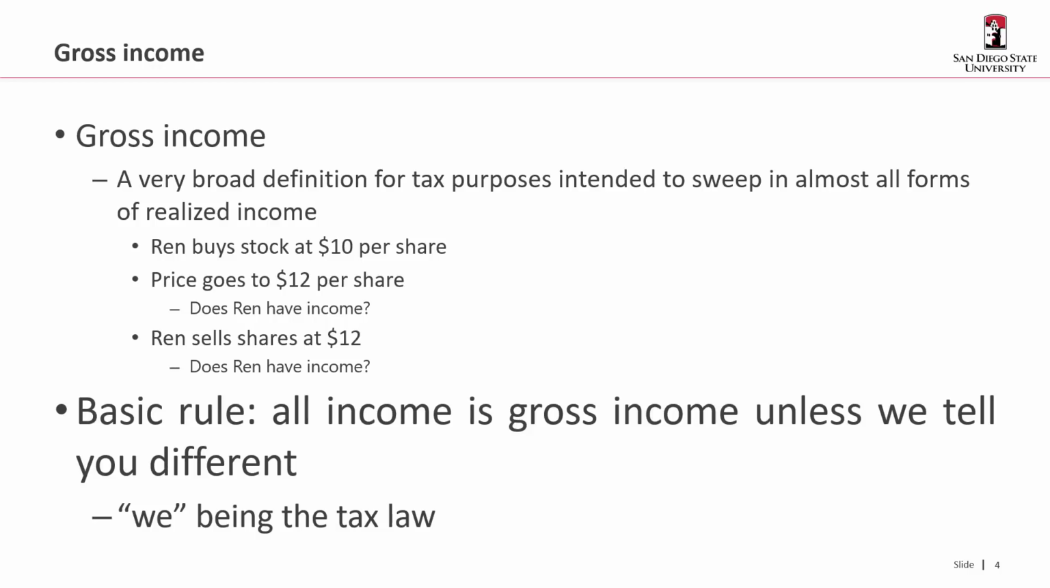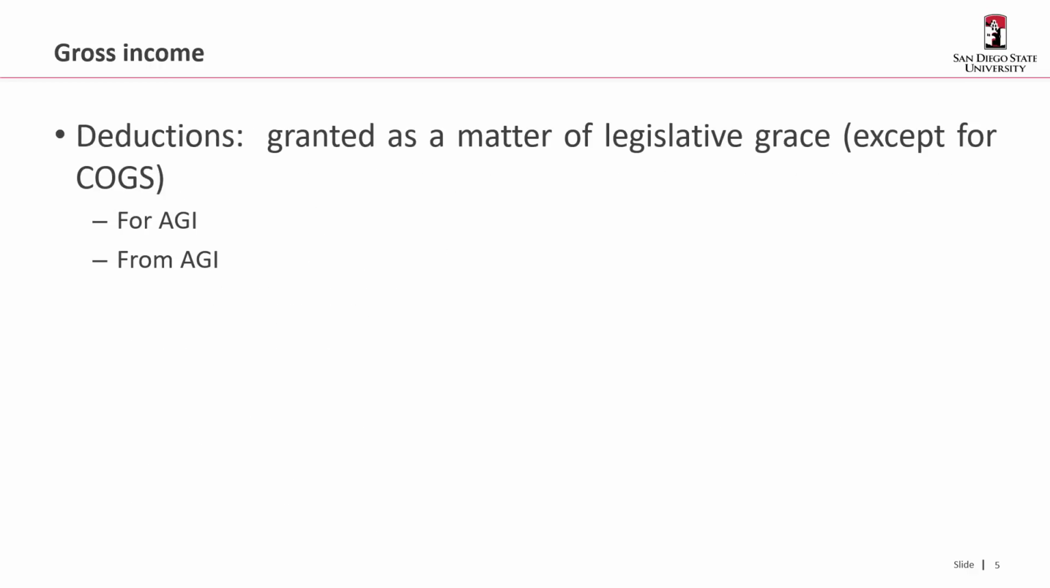The basic rule is that all income is gross income unless we tell you different. And really, I'd alter that slightly and maybe say that all realized income is gross income unless we tell you different. And in this case, we is the tax law. And again, we'll spend a lot of time on gross income in the next module because there are 2 chapters devoted to that topic.